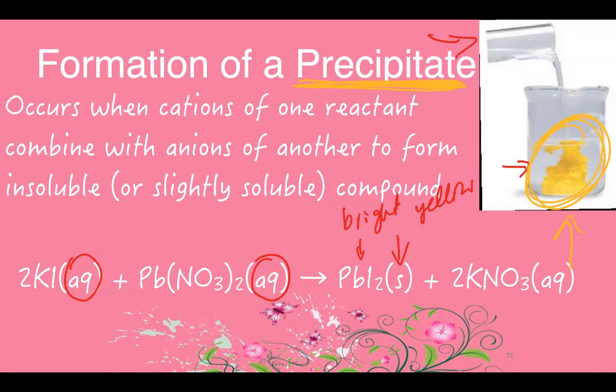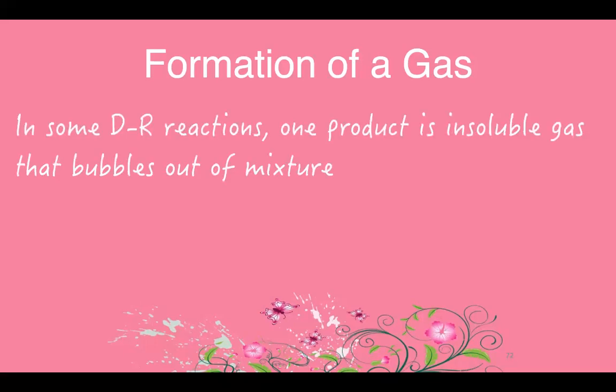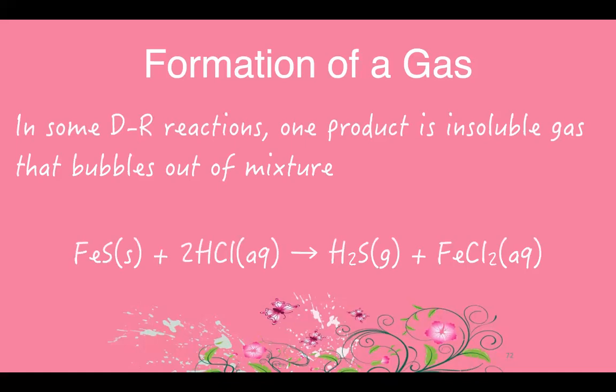We could actually do this in the lab if we were in school, because I have both potassium iodide and lead nitrate. But alas, another option for double replacement is the formation of a gas. For example, if we have iron 2 sulfide plus 2 hydrochloric acid, we get hydrogen sulfide, which is a gas. This is actually the worst smelling gas in the history of gases. It smells exactly like rotten eggs, and it's actually poisonous.